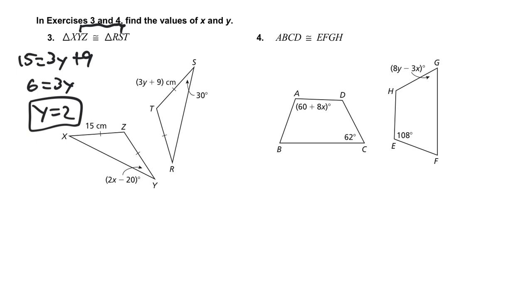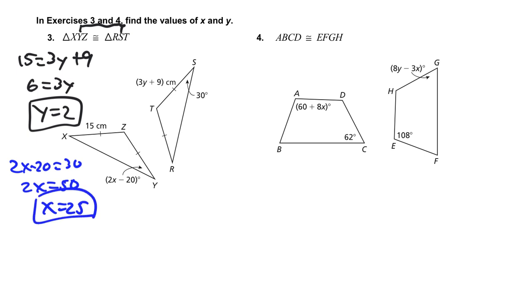So that means with S and Y, I can now put down that 2x minus 20 equals 30. When I solve, I get 2x equals 50, so x is 25.